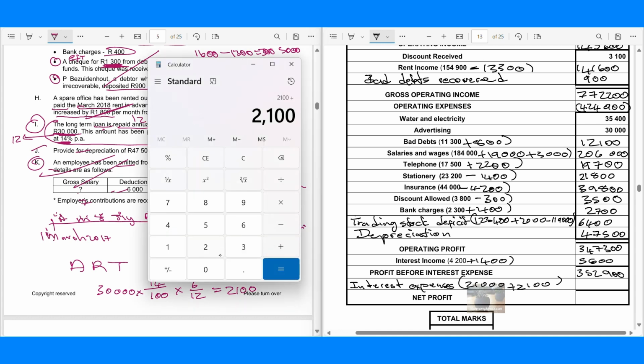So plus 21,000. We're going to get 23,100. So this must be in brackets, as it's an expense. The difference between these two gets our net profit. 352,900 minus 23,100. We are done. 329,800.